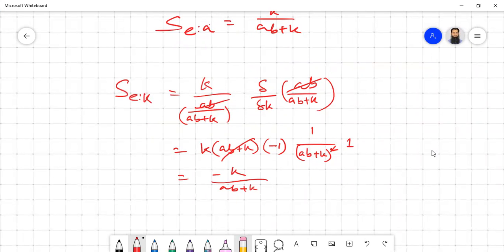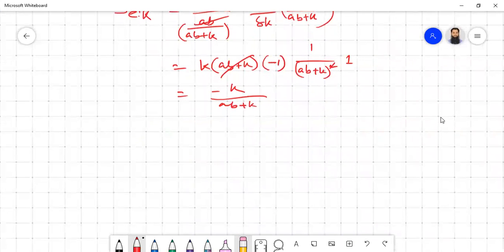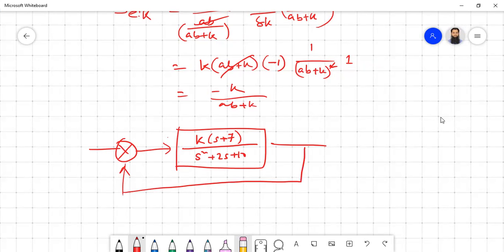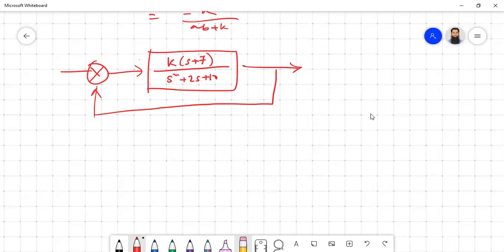Lastly, this is, I think, a skill assessment exercise. So now the forward path transfer function is given as K times S plus 7 over S square plus 2S plus 10. Okay, so for this particular system, we have to find out the error with respect to the parameter K. Okay, so sensitivity of the error with respect to the parameter K.